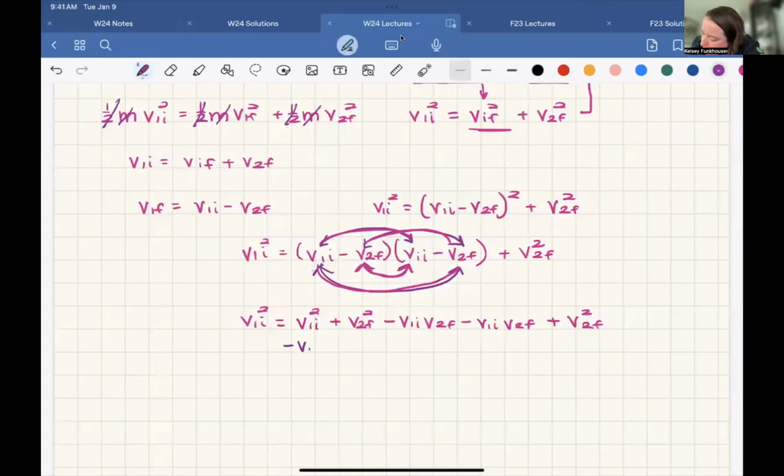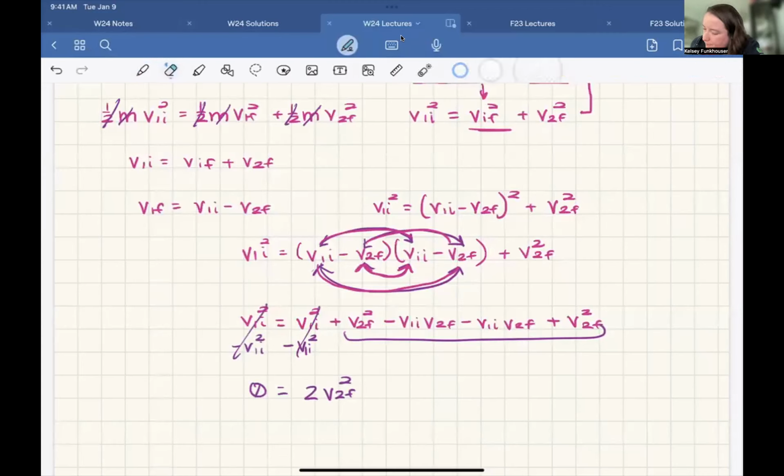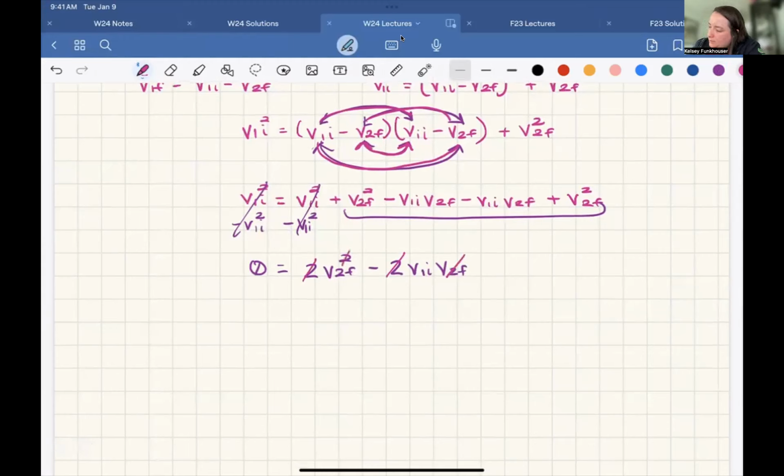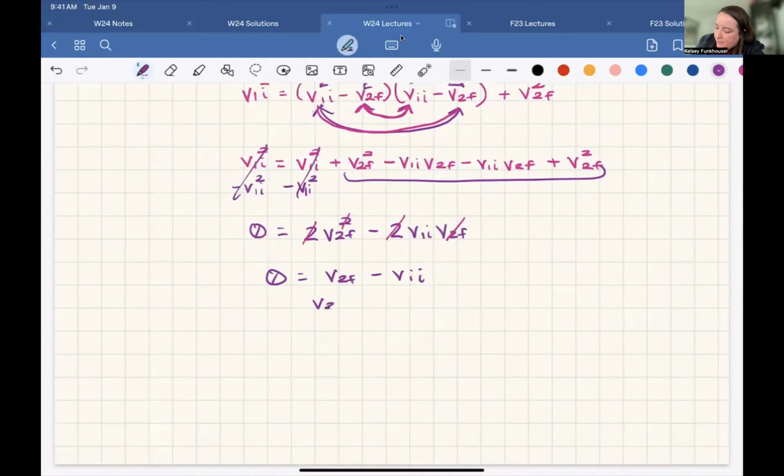Okay, now let's subtract this from both sides, which just ends up with 0 on the left side. And then we will combine these like terms. So 0 equals 2 v2 final squared minus 2 v1 initial v2 final. Cool. And now, just like we did with our original equation, we can cancel out the 2's and one of the v2 finals. So we end up with 0 equals v2 final minus v1 initial. And we can just add v1 initial to both sides, which gives us v2 final equals v1 initial.